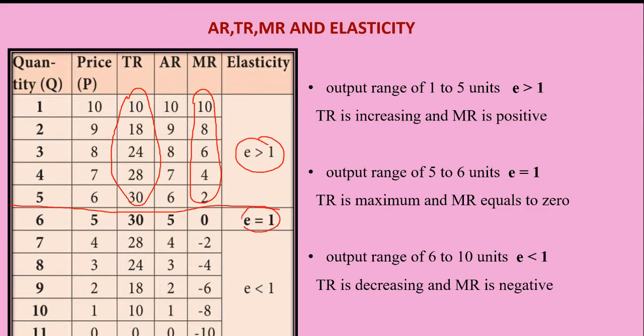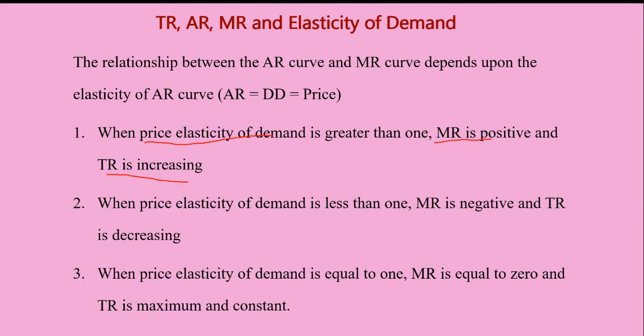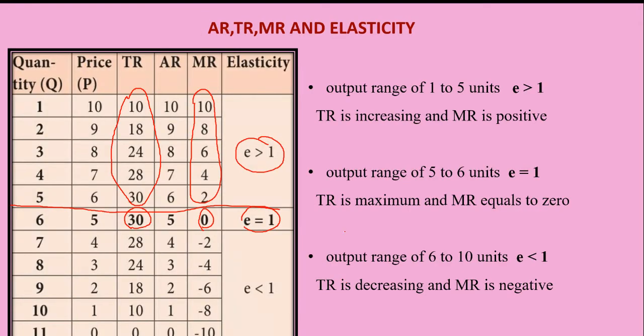When E is equal to 1, let us go on to the previous slide. Look here, third point. When price elasticity of demand is equal to 1, MR is equal to 0 and TR is maximum and constant. That's what is explained here.